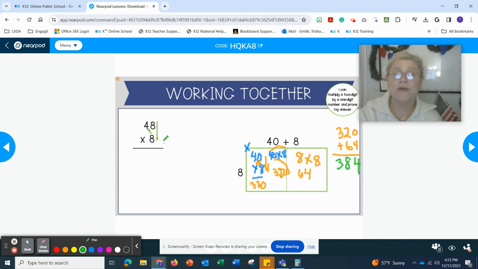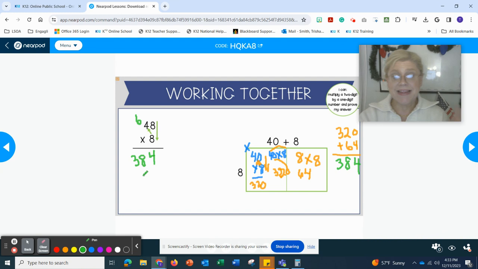Now let's do the standard algorithm. Remember, we're going to go down and then across. 8 times 8, we have that answer right here. That's 64. We're going to put the 4 in the ones column and then carry the 6. Then we go across. 8 times 4 is 32. 32 plus 6 is 38.